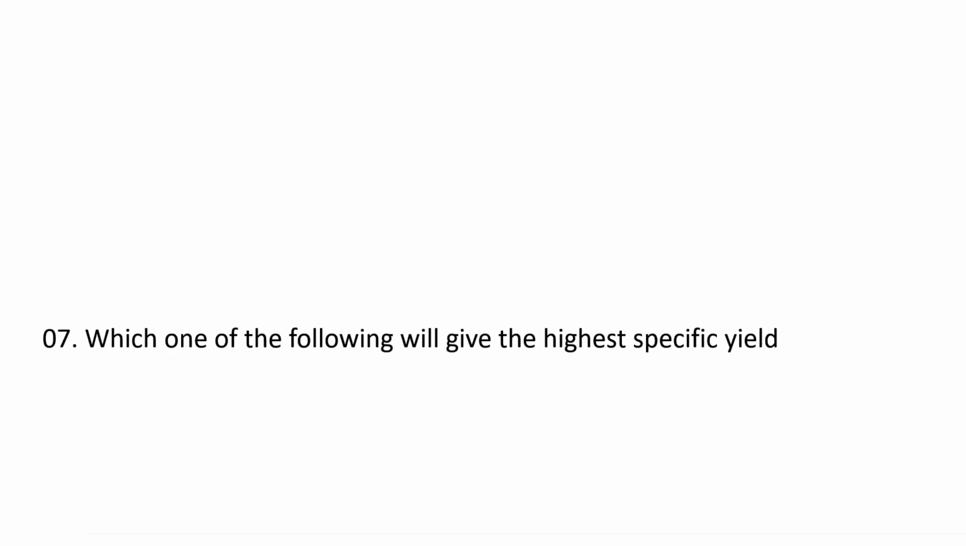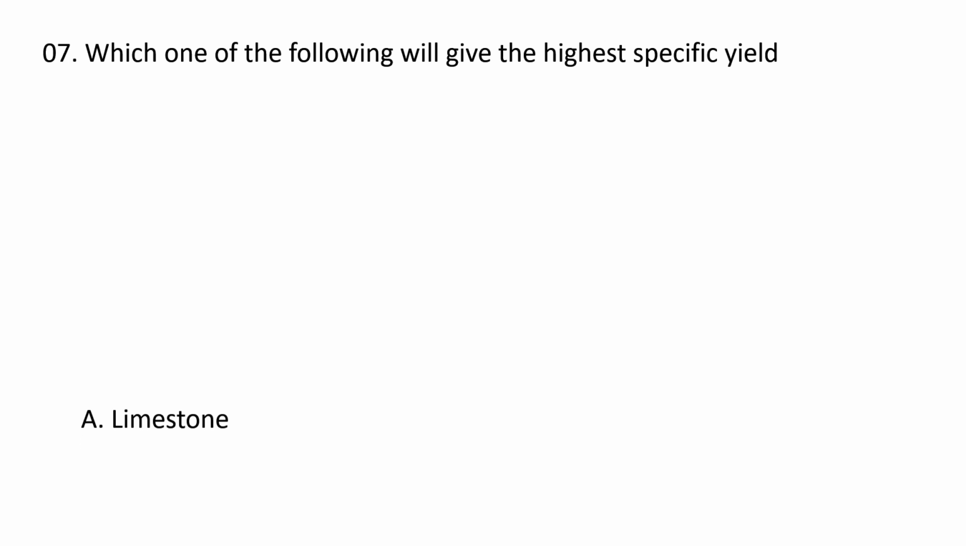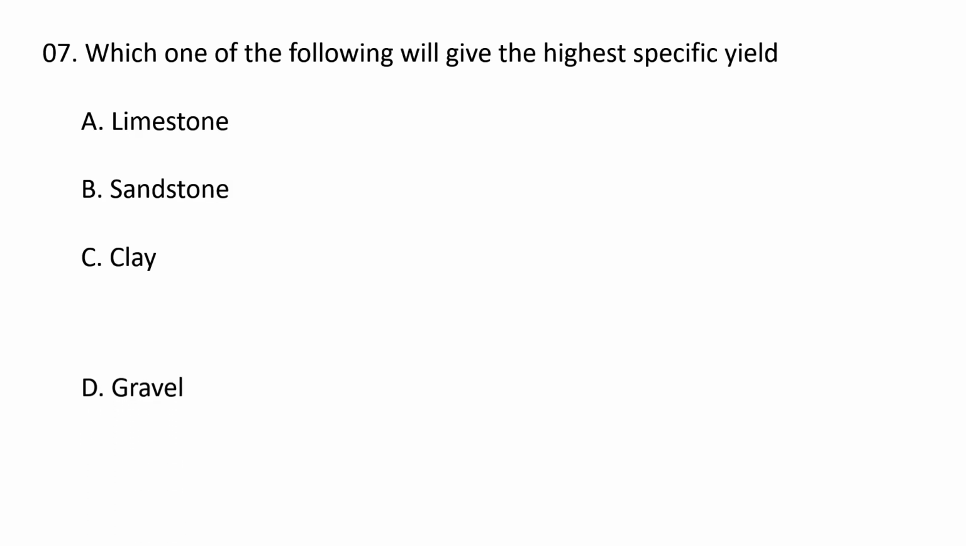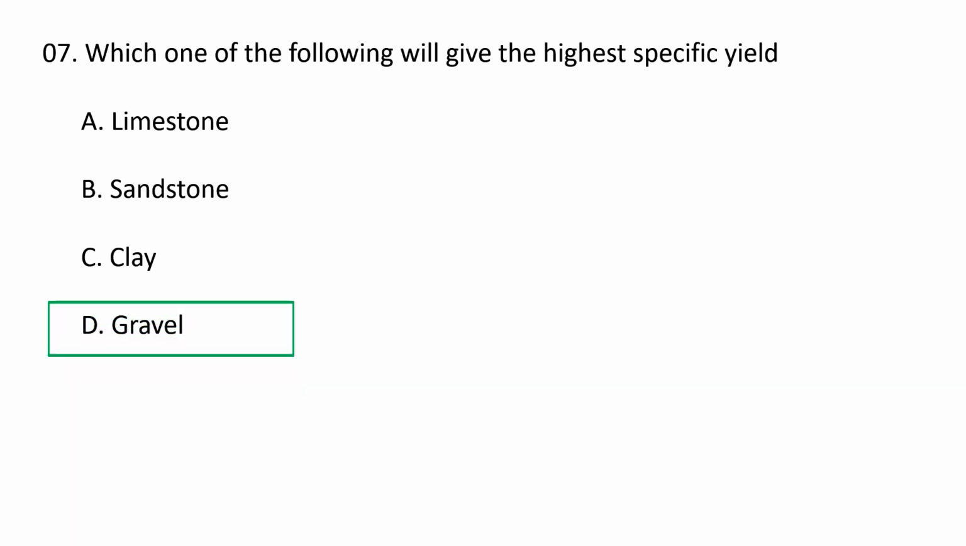Next question. Which of the following will give the highest specific yield? A. Limestone, B. Sandstone, C. Clay, and D. Gravel. So the correct option is D. Gravel. The specific yield of the gravel can vary depending upon its coarseness, ranging from 10 to 25% for coarse gravel, and 15 to 25% for medium gravel, and 20 to 35% for fine gravel. However, the specific yield can also be affected by other factors such as soil texture, water table depth, and time. So gravel gives the highest specific yield. D is the correct option.